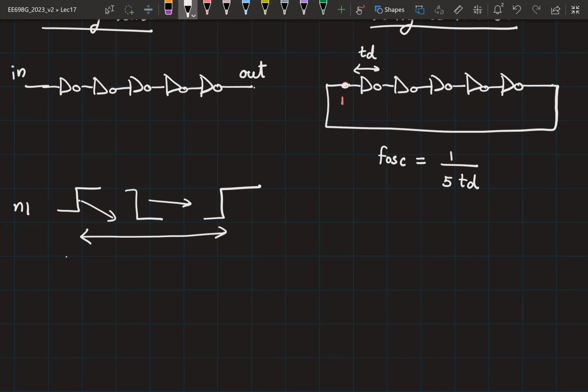From this rising edge to this falling edge, what is the delay? This is 5 TD, right? From the falling edge here to a rising edge here, what is the delay? Another 5 TD. So the time period will be equal to twice the number of inverters times the delay of each inverter. Therefore, the oscillation frequency has to be 1 over 2n times TD.